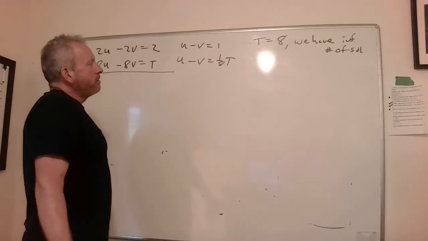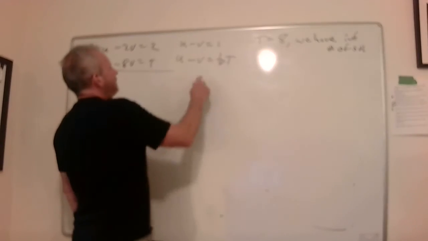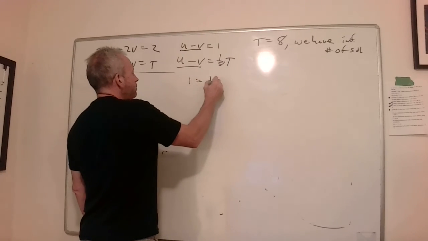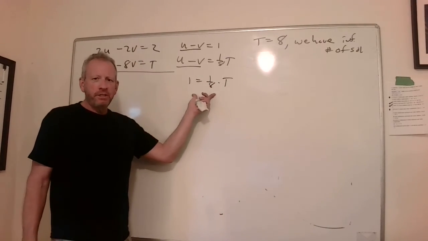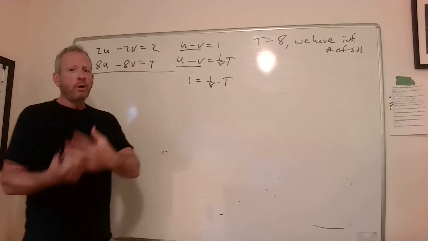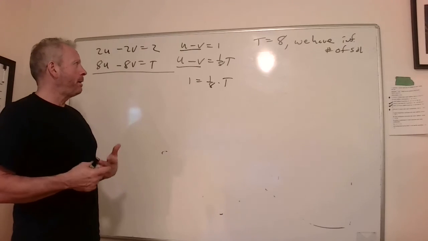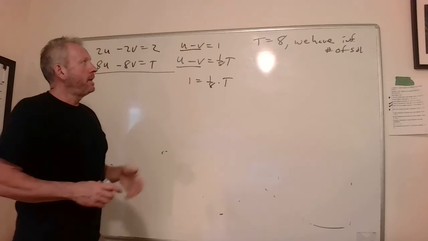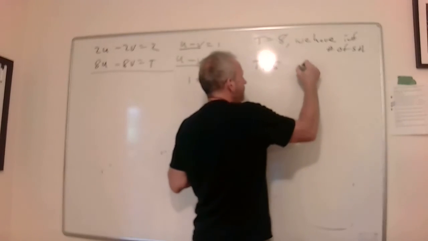Now, what if t is anything other than 8? Just think about it for a second. If t is anything other than 8, since u minus v is equal to 1 and u minus v is equal to this, we would have 1 equal to 1 over 8 times t. If t is anything other than 8, this is a contradiction and you have no solutions. So this is a case where you either have an infinite number or no solutions. There's no way to get a unique solution out of it. In particular, we'll talk about this coming up, because this really is a linear combination of that, the left-hand side. Nonetheless, t equals 8, we have an infinite number of solutions. T is not equal to 8, we have no solutions.